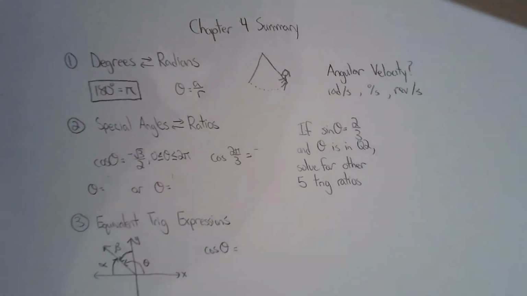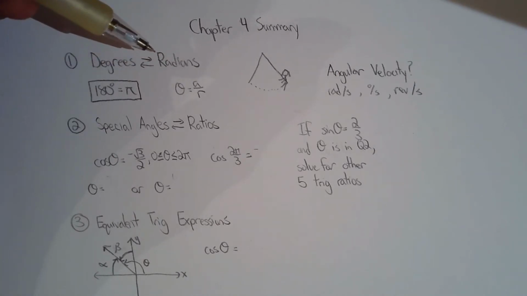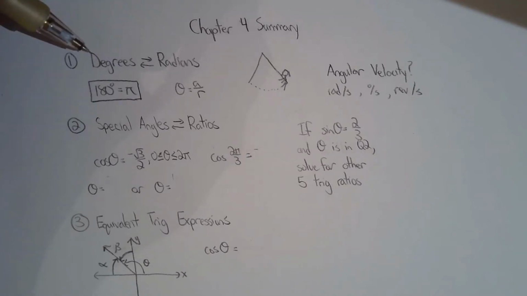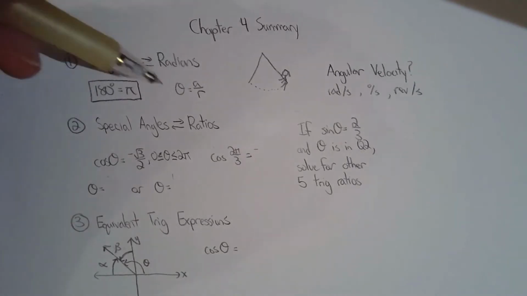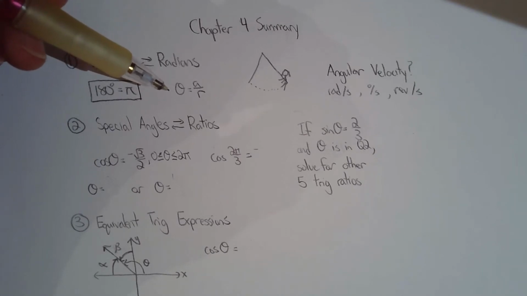So this video is a summary of chapter 4 and all of the big ideas. The very first thing we looked at in this chapter is learning about radians and then converting degrees to radians and radians to degrees. The big idea here is 180 degrees is exactly the same as pi radians. And another thing that's pretty important was how do you find the angle in radians?